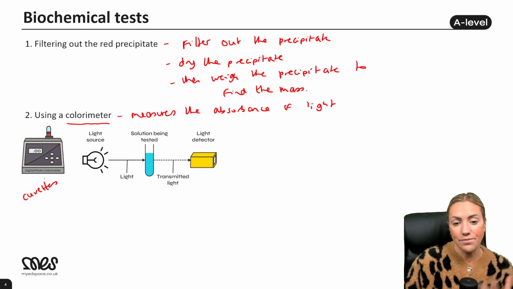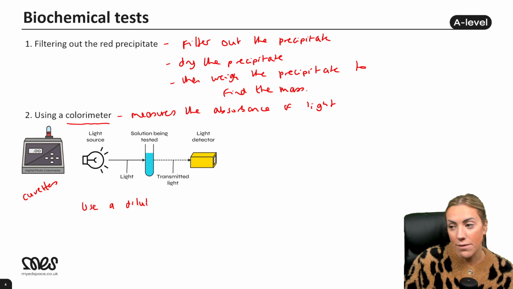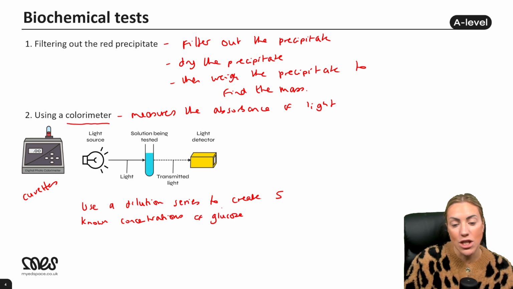So what you can do is, let's write an answer actually for this one. You could take, let's say, 5 different concentrations of glucose. So you use a dilution series to create 5 known concentrations of glucose. Okay, so you've got a range of concentrations of glucose solution and you know the concentration. So these are going to be our standards. Then you'd carry out your Benedict's test.